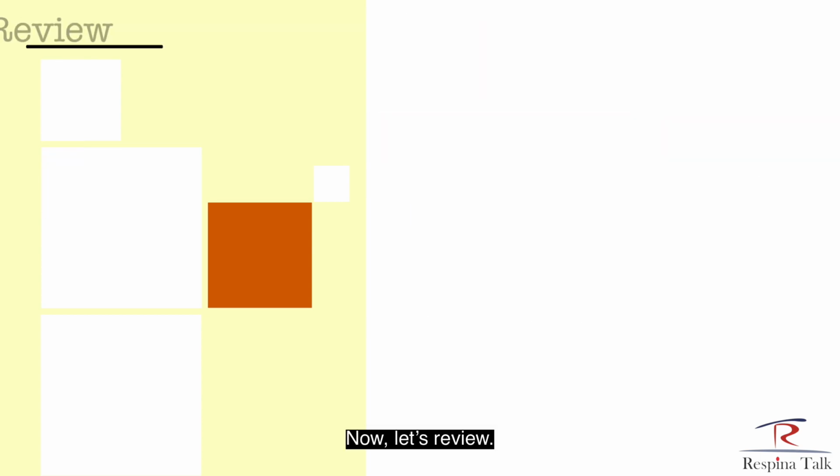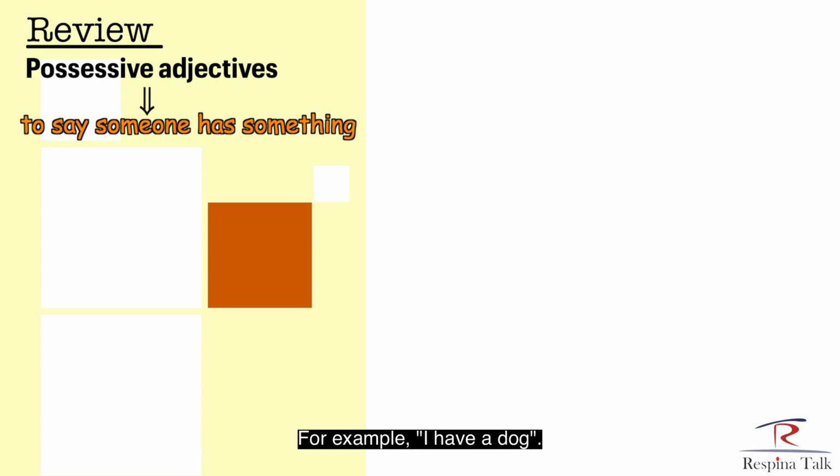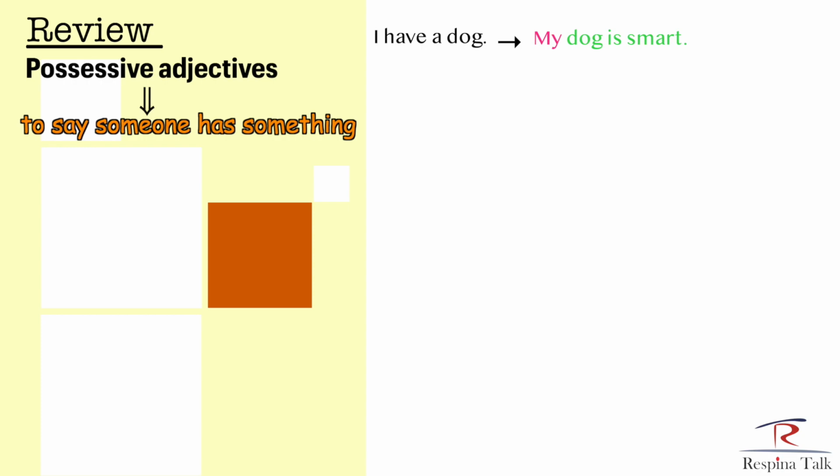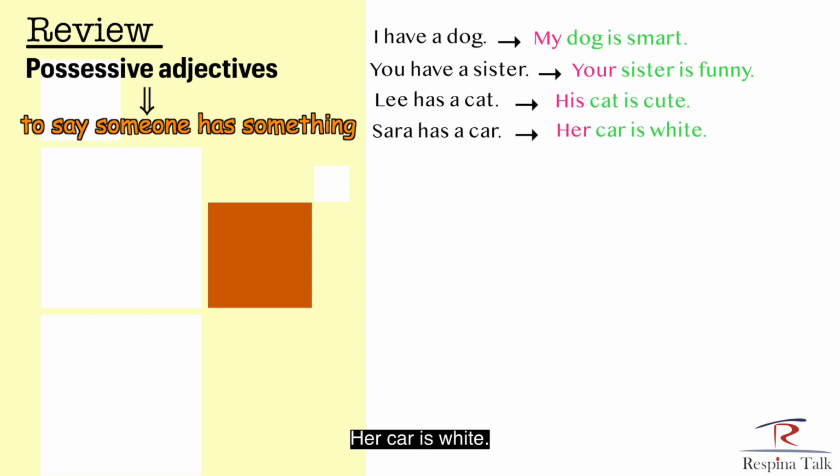Now let's review. Okay, so we use possessive adjectives when we want to say someone has something. For example, I have a dog. My dog is smart. You have a sister. Your sister is funny. Lee has a cat. His cat is cute. Sarah has a car. Her car is white.